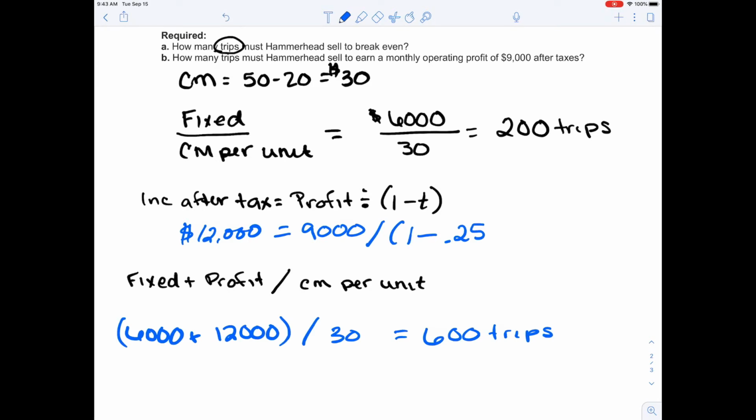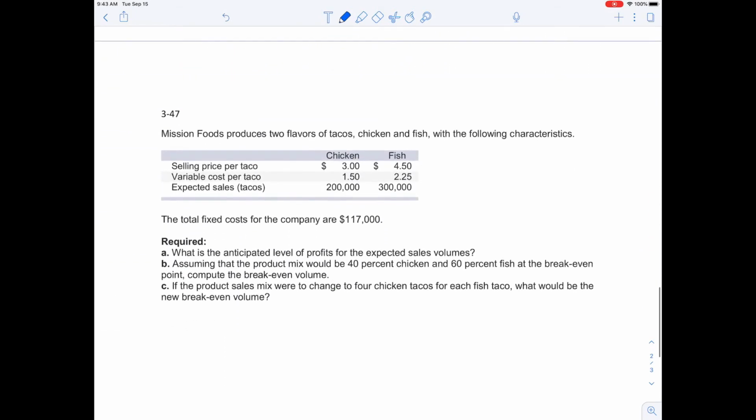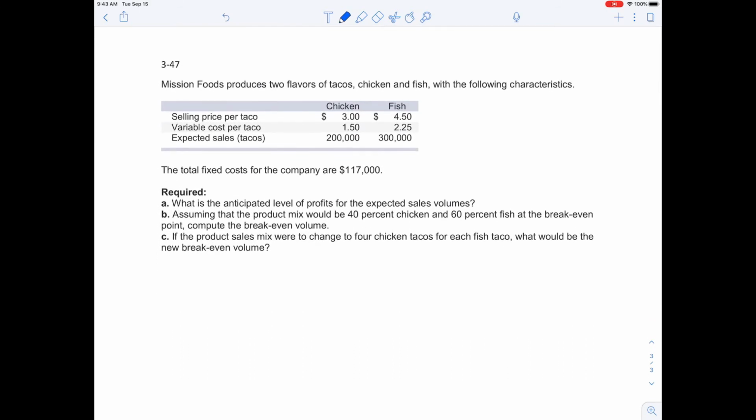So you can see a little bit of how we're trying to introduce a topic and then make you think, okay, well, what are some of the other implications to this? So let's go over one more problem here. And this is going to take that again to the next level, because what if I sell two different products? Here I'm selling tacos. I sell chicken and fish tacos, and I need to know, what do I have to sell in order to break even?